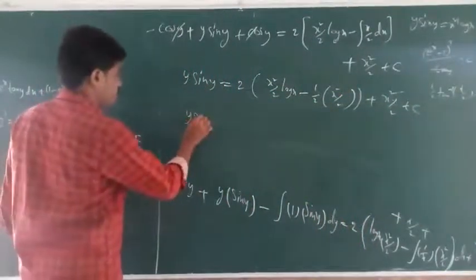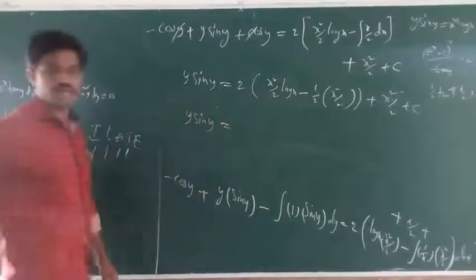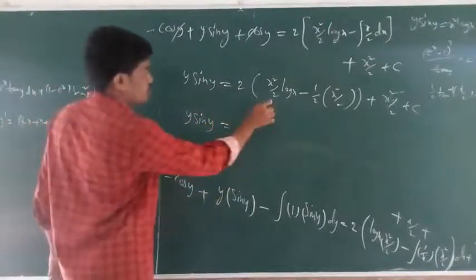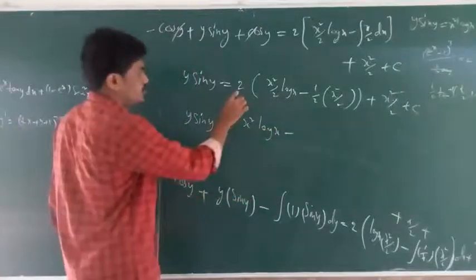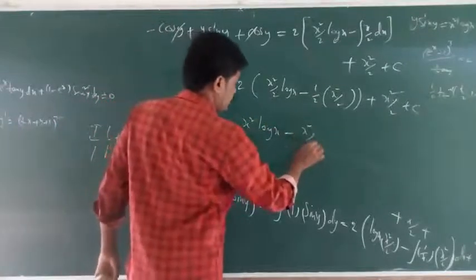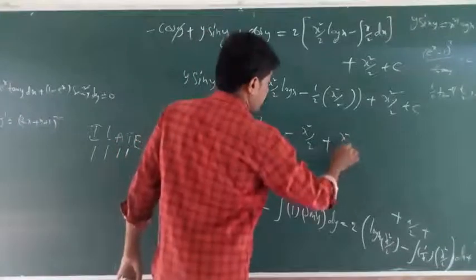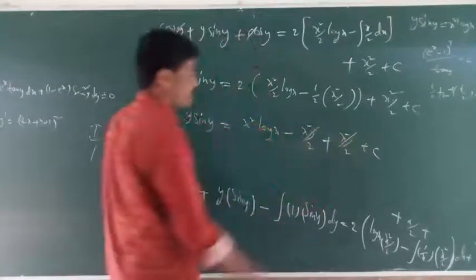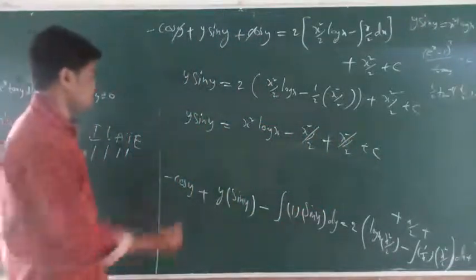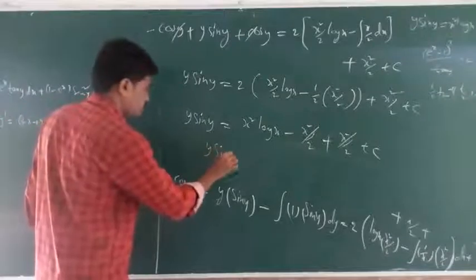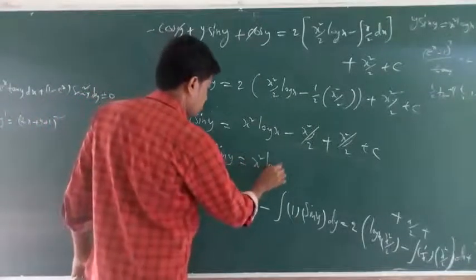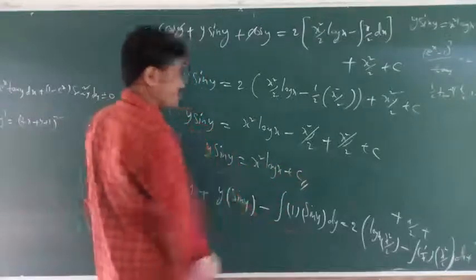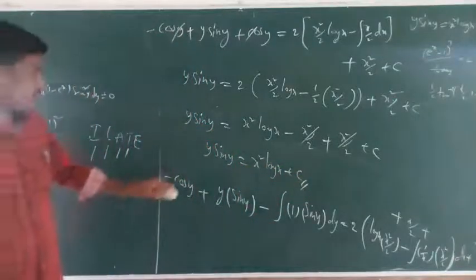So y into sin y. The 2 cancels, x square log x, minus 1 by 2 times x square by 2 on this side, plus x square by 2, plus c, minus x square by 2 plus x square by 2 cancel. Final: y into sin y is equal to x square into log x plus c. So this is the final general solution.